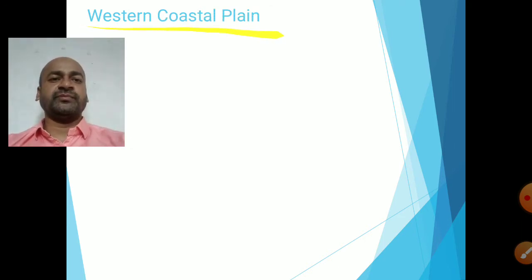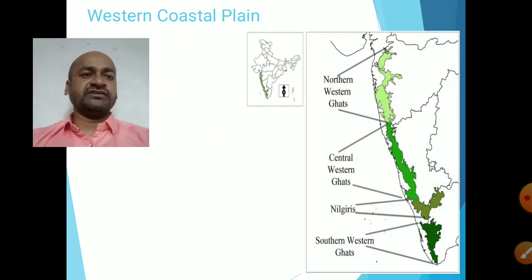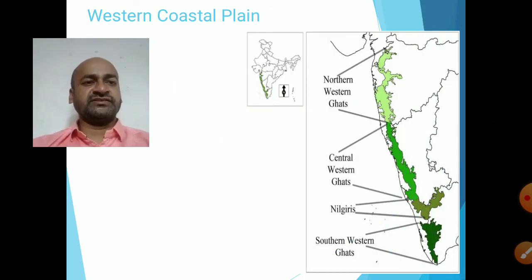Now the Western Coastal Plain region. Students, see this particular figure. The northern Western Ghats lie from the southern part of Gujarat, from Mumbai up to Goa. This entire ghat is known as the Western Ghats, the northern Western Ghats.